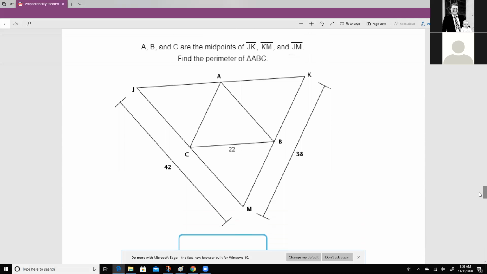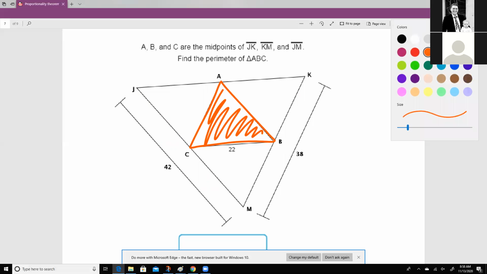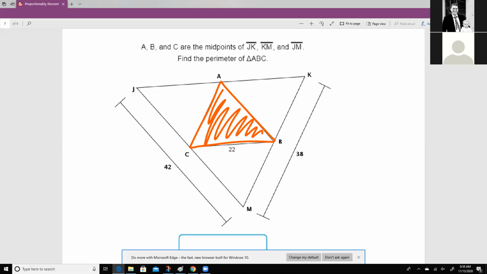All right, so we want to find, A, B, and C are midpoints. Now, if they're midpoints, then that means that all of this triangle in the middle is made out of mid-segments. And we're trying to find the perimeter of ABC. Okay, so let's trace that out. A, B, C. Okay, so we're trying to find the perimeter of this inside red triangle. Now, I already know that perimeter is just all my sides added up. So I already know I have 22. So it's going to be 22 plus something plus another something is going to give me my answer.